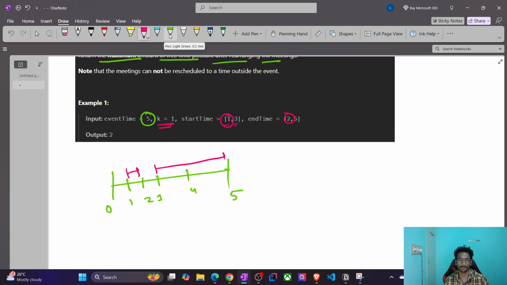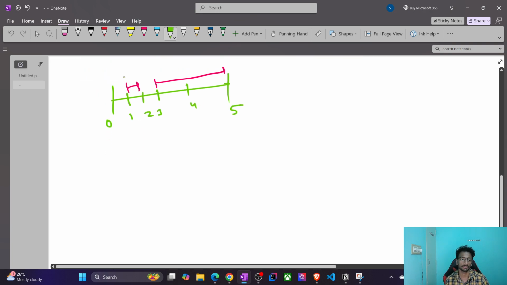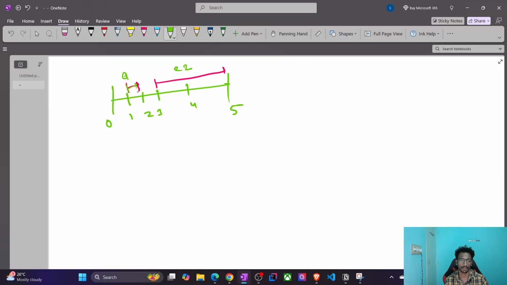Suppose I change this event 1; this is event 1, this is event 2. I can shift it to the left or right, because they mentioned that we have to maintain the order. Event 1 will always occur before event 2. So I can shift event 1 to the left or right until the next event starts.